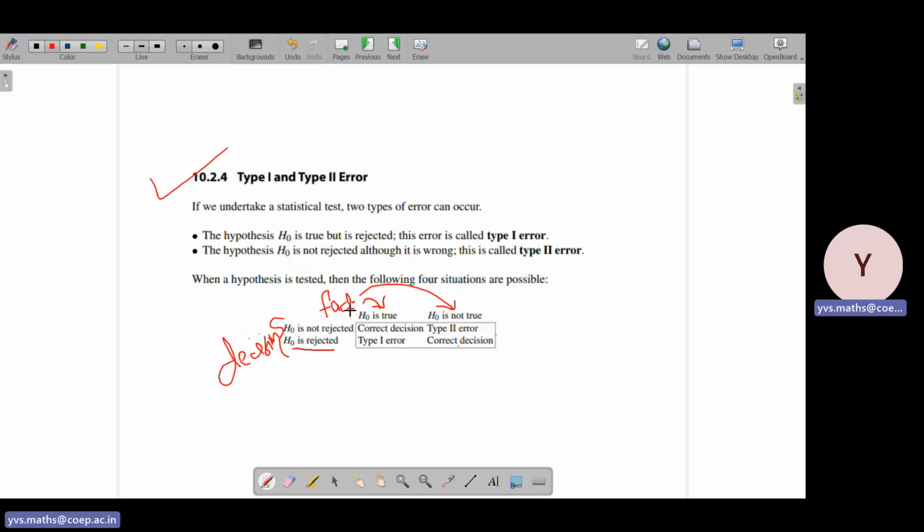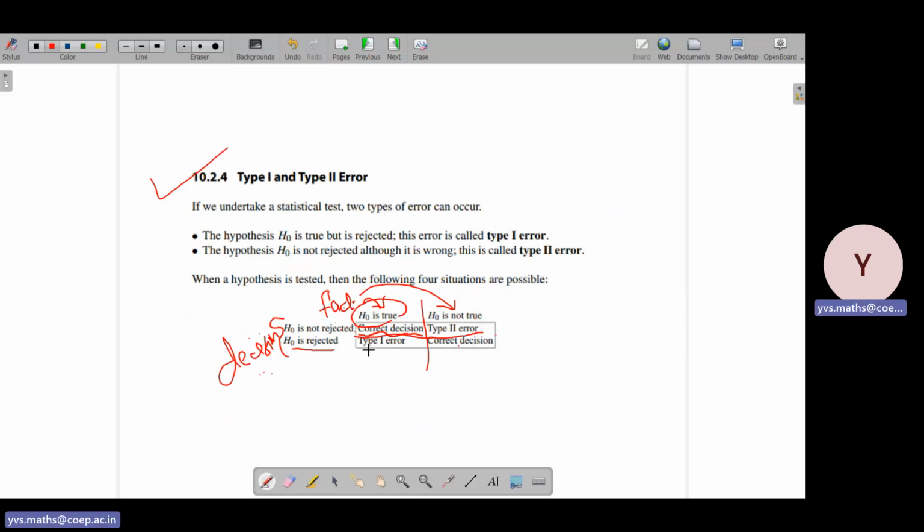Now you should understand that your fact and decision should match. When they match, it says that you are on the correct decision path. Now when H0 is true and your decision is H0 is not rejected, you are on a correct path and your decision is correct. Now in the second cell, if H0 is not true and you are not rejecting, then you are making a kind of error and it is called type 2 error.